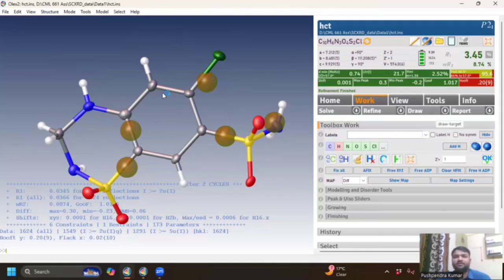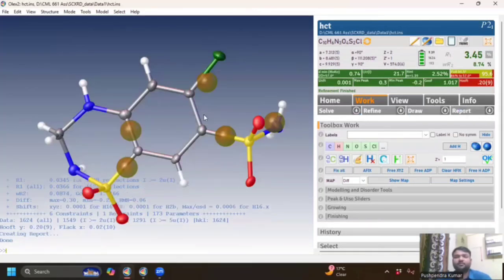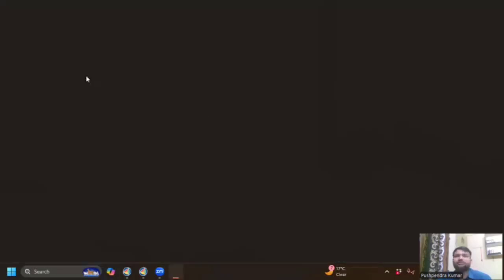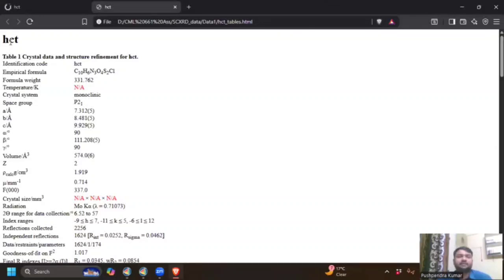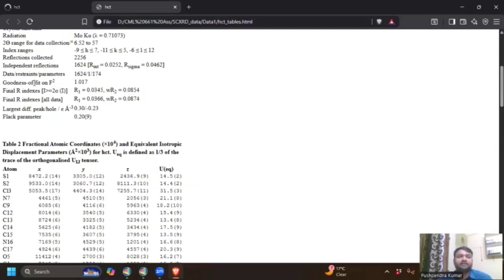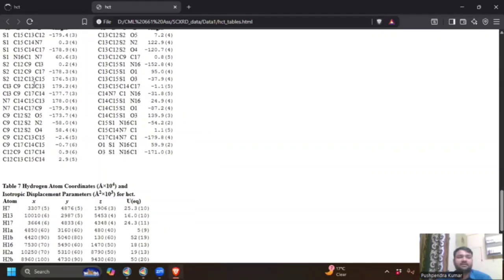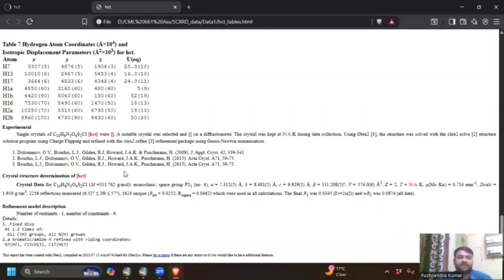So now, what can we get from this structure? From here we can get the report. As we click on the report, a report file will be opened in the Chrome browser. This is the HCT report that I have opened by clicking just on the report. This is the first table, this is table 2, and this is table 3, and there are many tables with many information about this compound or this structure.